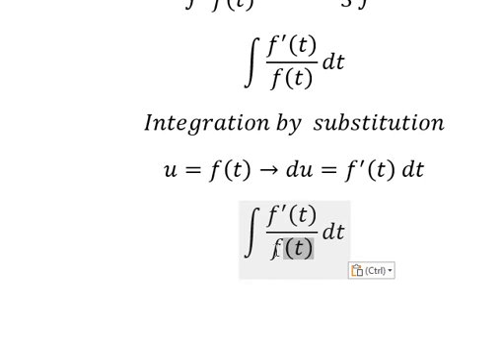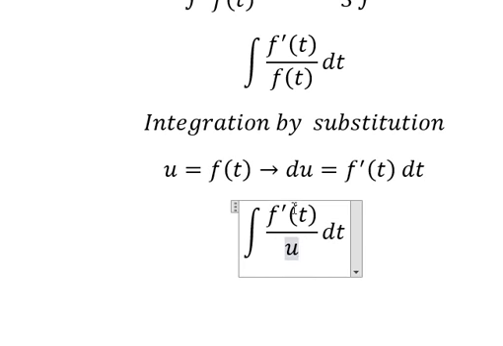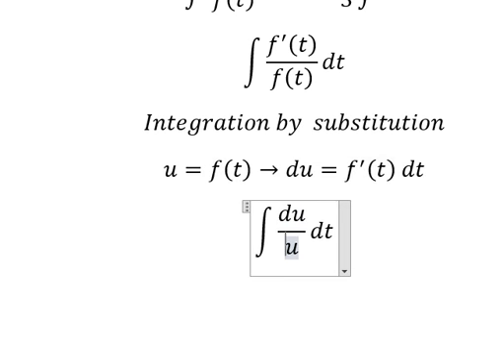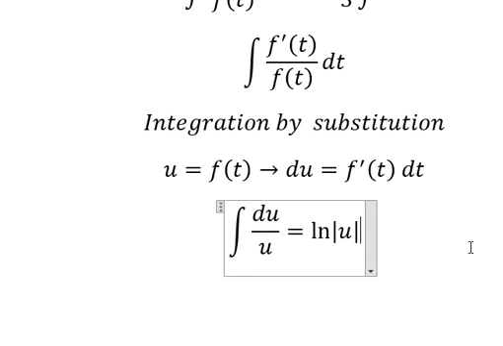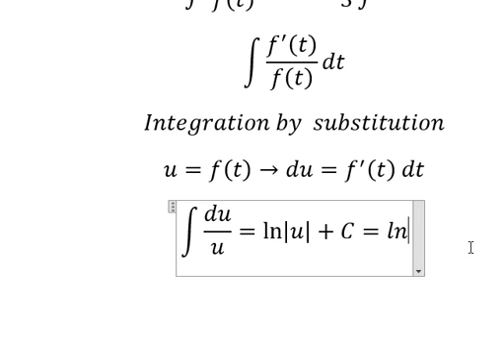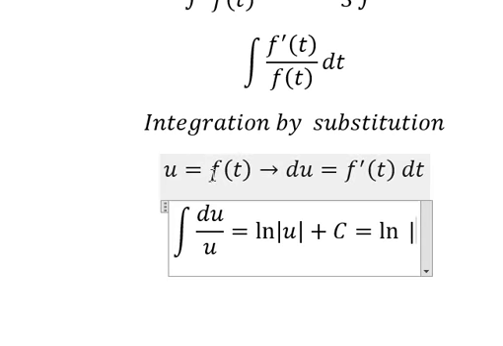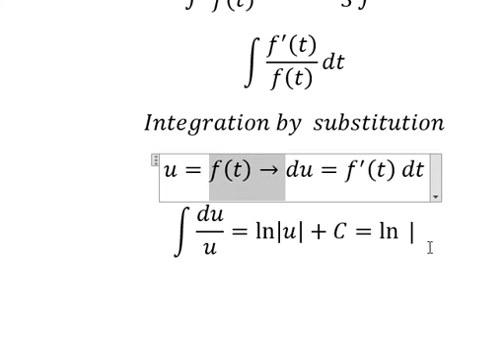This one we change to u. This one we change to du. The integration of this one, we have ln of the absolute value of u, and I will put plus c. The u is this one.